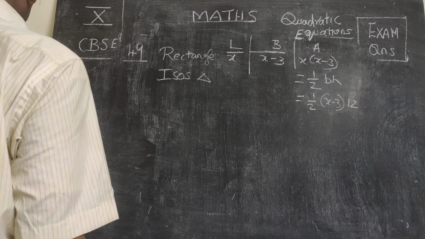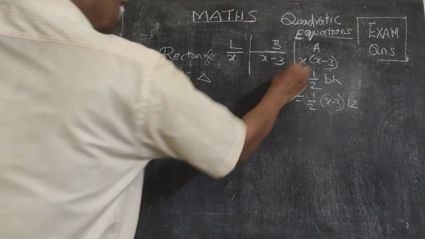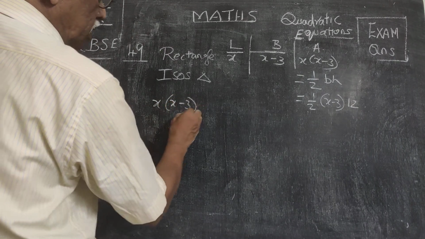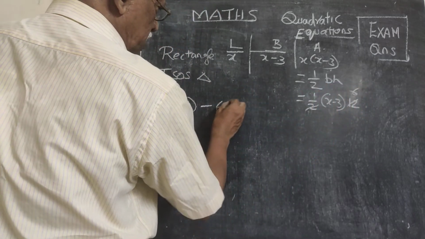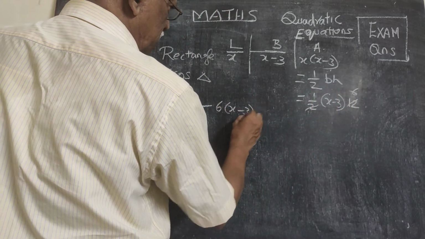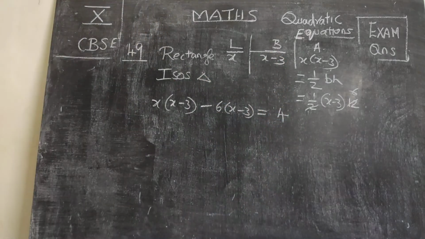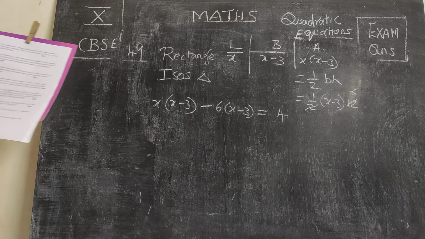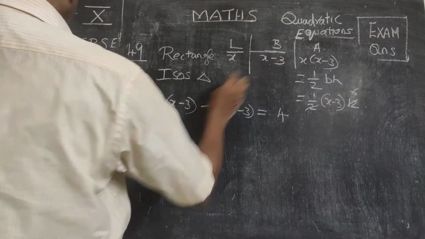Rectangular park is to be designed so that the area is 4 square meters more. So this area, that is x into x minus 3, minus half into base into height simplifies to 6 times x minus 3, is equal to 4. This is what they have given. Rectangular park is to be designed whose breadth is 3 meters less. Therefore, I am assuming length is x. Therefore, breadth becomes x minus 3.